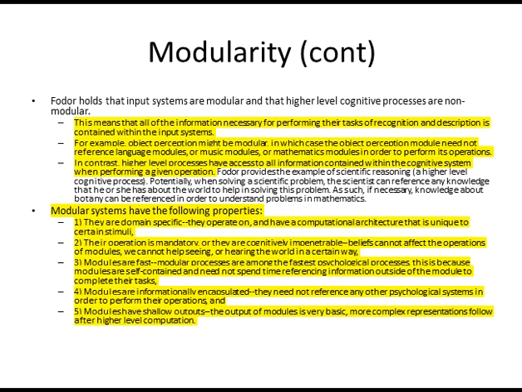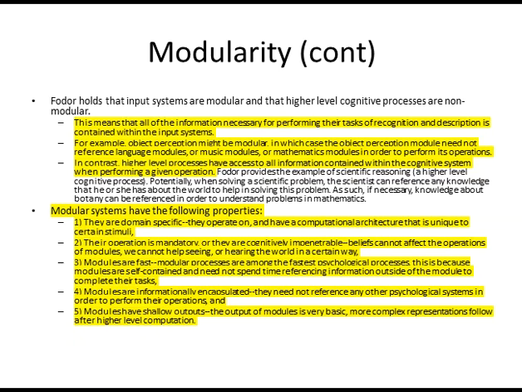In contrast, higher level processes have access to all information contained within the cognitive system when performing a given operation. Fodor provides an example of scientific reasoning. Potentially, when solving a scientific problem, a scientist can reference any knowledge that he or she has about the world to help solve this problem. As such, if necessary, knowledge about botany can be referenced in order to understand problems in mathematics. So modularity prevents us from going outside the module. Higher level cognitive processes, however, allow us to reference other material.